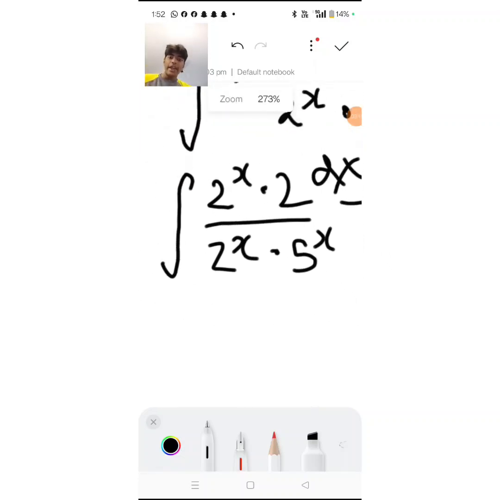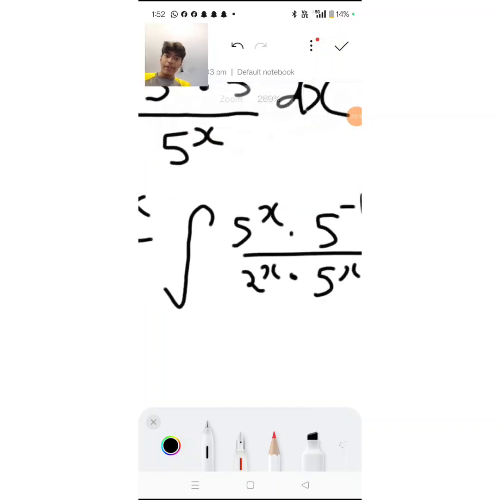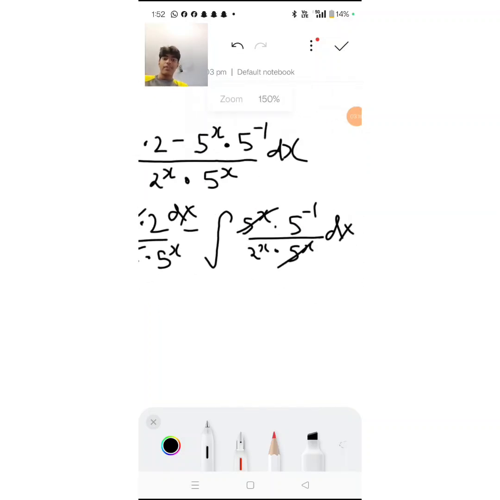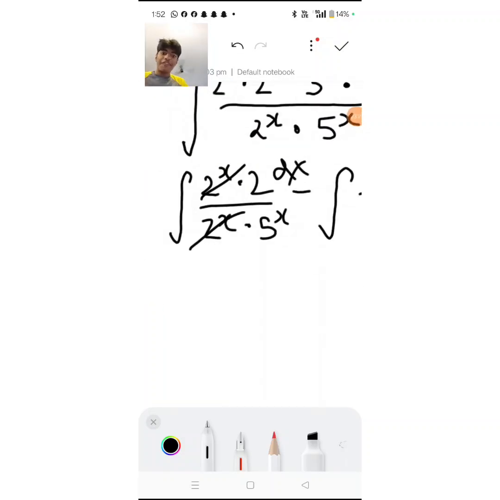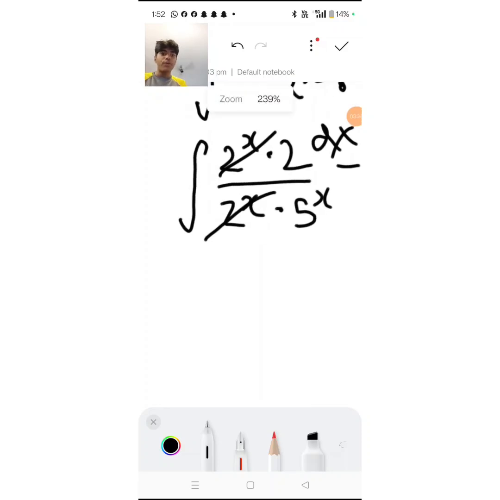Now from this integral, I can cut off 2 raised to x and 2 raised to x, and in this integral, I can cut off 5 raised to x and 5 raised to x. So ultimately, we are just left with the integral of 2 divided by 5 to the power of x. So now over here, as I told you, whenever you have a constant within the integral, you can take the constant out. So I'll take 2 out here.